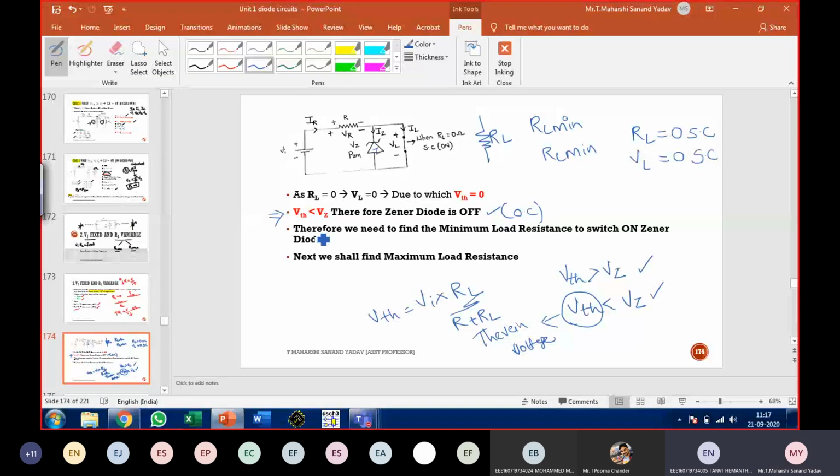Next, we need to find the minimum load resistance to switch on the Zener diode. If I consider RL equal to 0, it is short circuiting, so obviously this path will also act as a short circuit. Our main intention is to switch on the diode, so I need to find the minimum load resistance to switch on the Zener diode. After finding RL min, I need to find RL max.